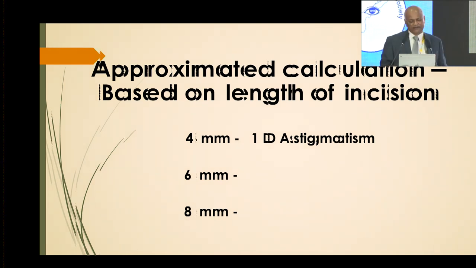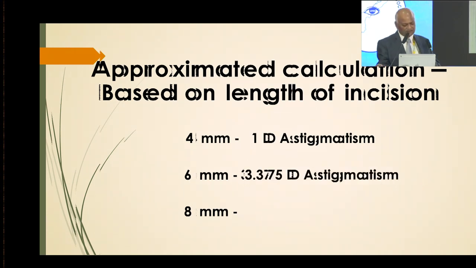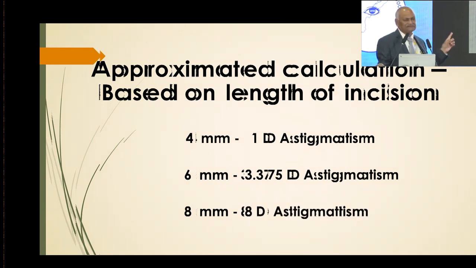To approximate the calculation, this is a rough astigmatism estimate. Roughly, if it is a 4 millimeter external incision, excluding the pockets on both sides, there is 1 diopter of astigmatism. Then for 6 millimeters, it is near about 4 diopters of astigmatism. And if it is an 8 millimeter incision, then there are 8 diopters. As I was telling you, it is directly proportional to the cube of the length of the incision. So the external incision is very, very important, where you can take a curvilinear incision and pockets, which will help you.